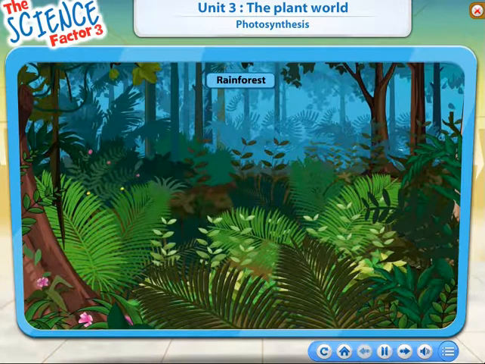Do you know that 1/3 of the oxygen on Earth is produced by plants in the rainforests? So, it is very important to preserve the rainforests of the Earth.